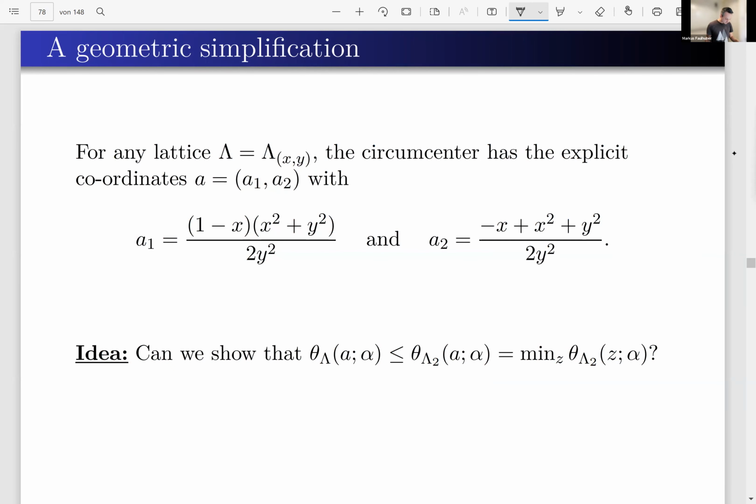And the idea was, okay, can we now show that this point A, which is the circumcenter of this fundamental triangle, can we actually show that maybe this inequality already holds? Because we know that for the hexagonal lattice lambda 2, this is the minimum among all shifts. And what we observed is, okay, that's probably true, but we were not able to prove it. That was still too difficult for us to prove.